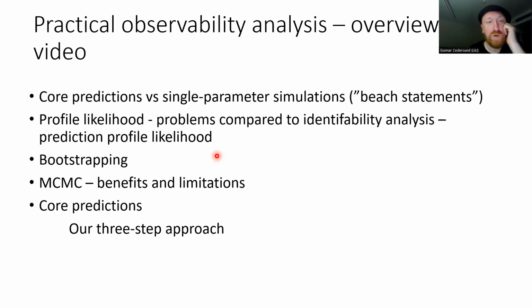And then we look at some alternatives. So we will look at one called bootstrapping, one called MCMC, and then we will return to this profile likelihood analysis and we will see a modified version, a sort of core prediction type of analysis version of that for predictions. So how can you modify the original profile likelihood to the situation of predictions? Okay, so that's the video.